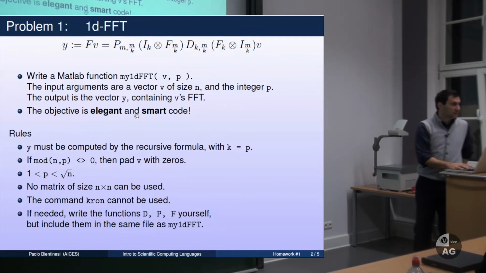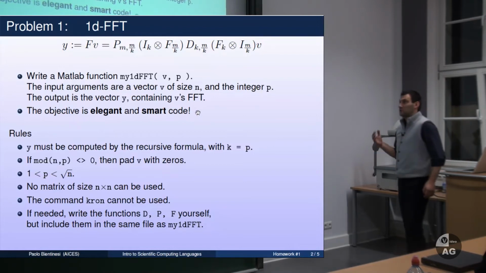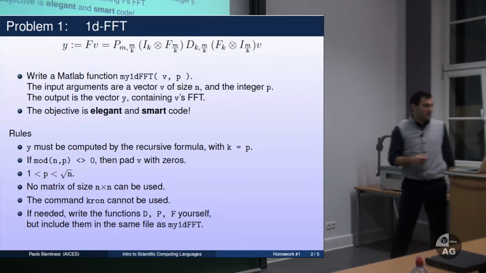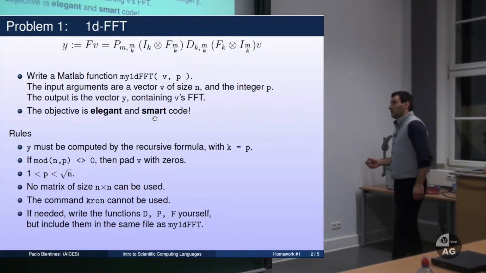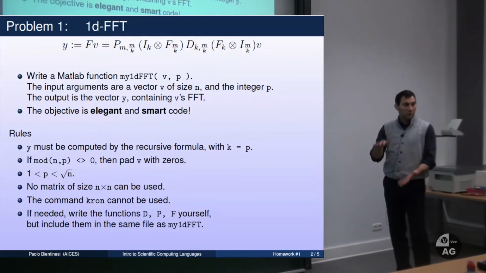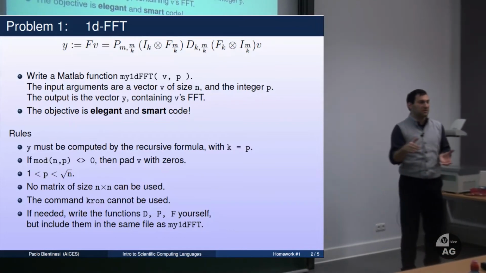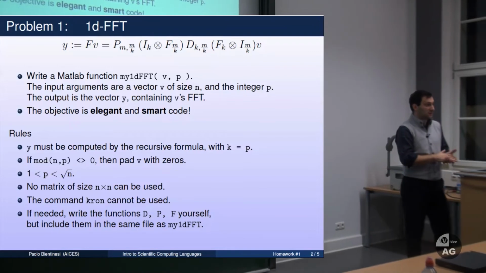Objective: elegant, as usual. This is not about performance. We are doing Matlab, so we're not trying to attain high performance, but we want elegant and smart. What does smart mean? It means low complexity. It means let's exploit the structure of the matrix.